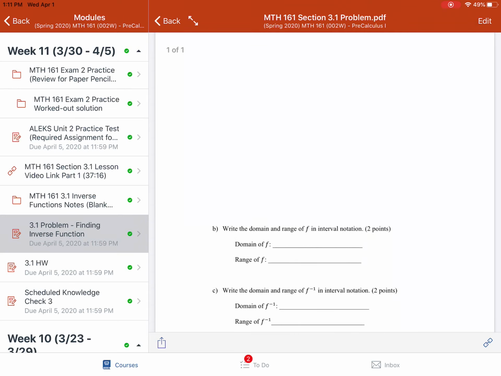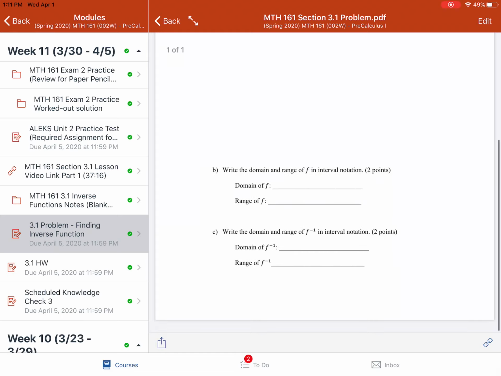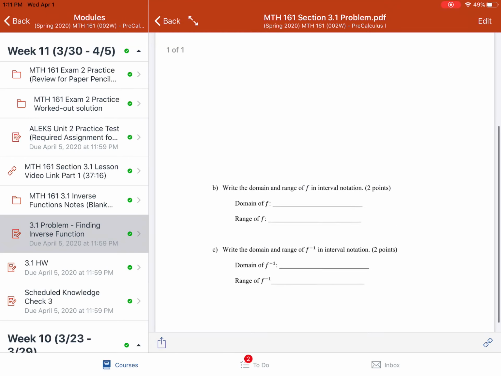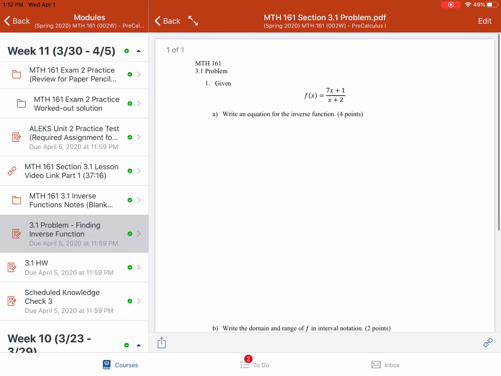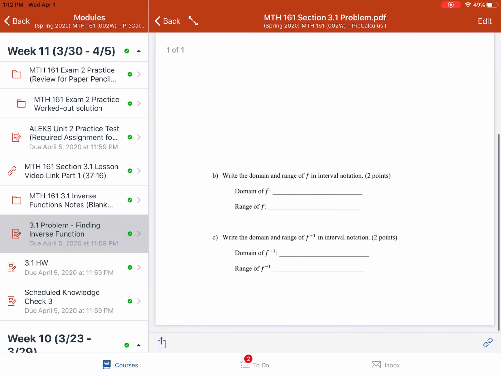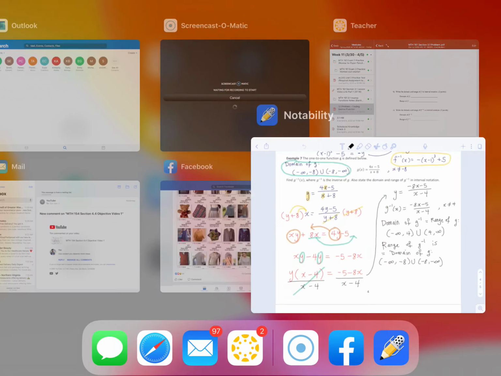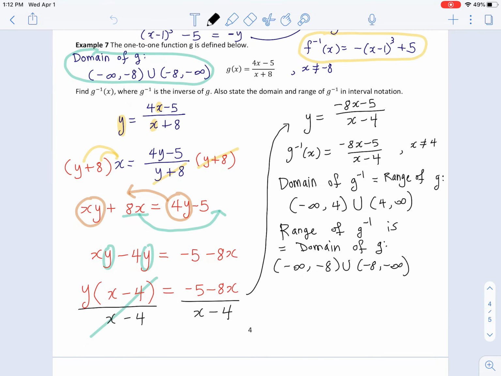And I want you to find the domain and range of f in inverse notation. And if I ask you to find the domain and range of the f inverse of x, then that's just going to be switching the domain and range of the original function. So parts A, B, C, I'll ask you to try that. This is actually a page from my Unit 3 test from last semester. So I will ask you to do something like this, and submit this.